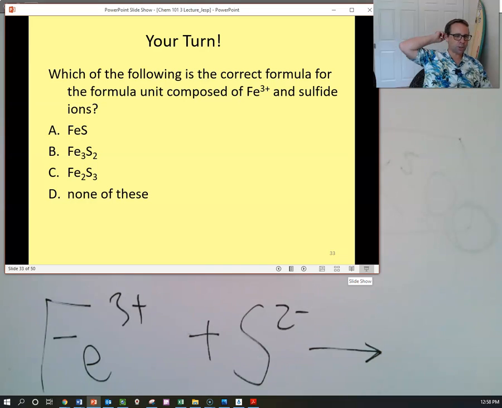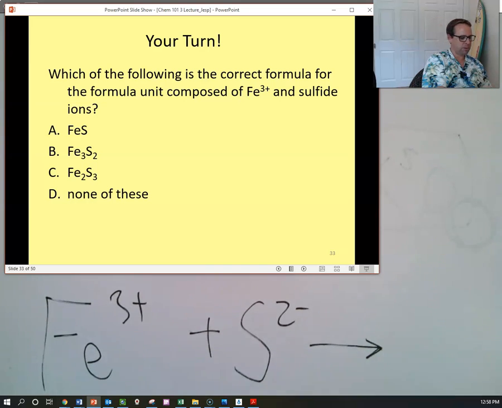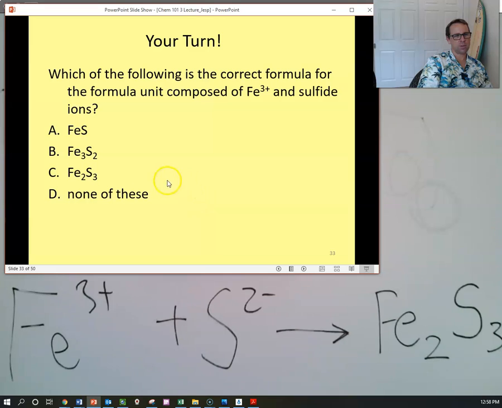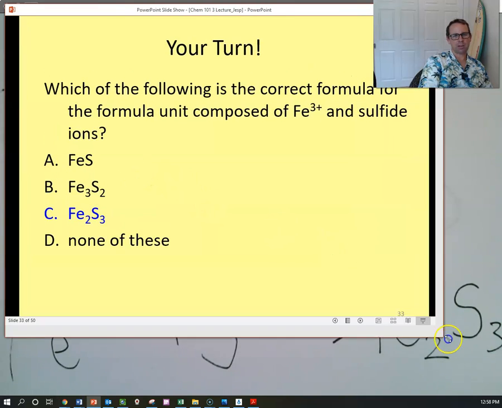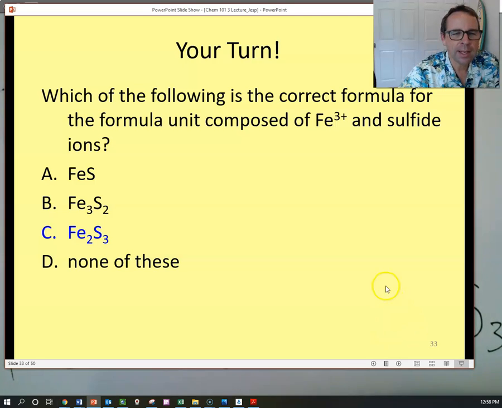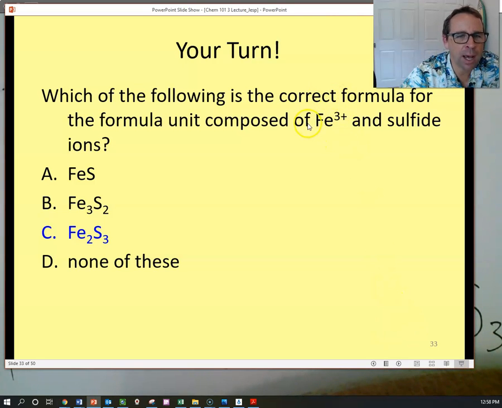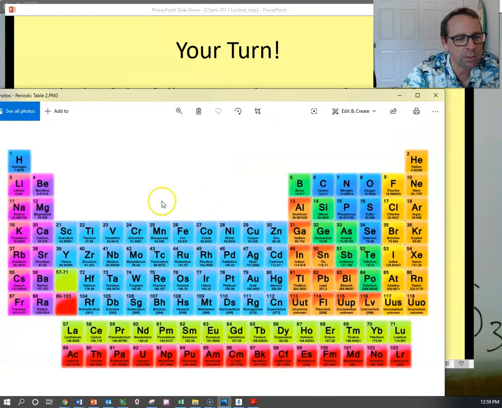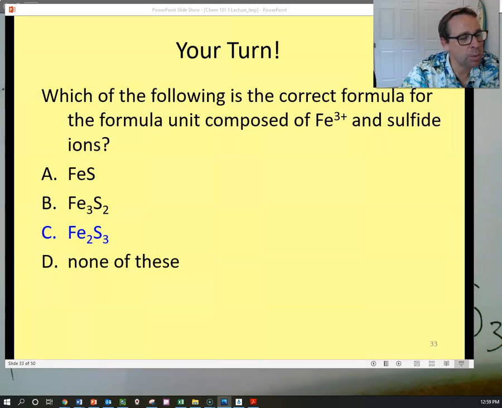Excellent. So what is the resulting compound going to be? Fe2 and S3. Very good. That's what you said, right? Yeah. All right. Excellent. So that time we weren't told that we're combining iron with sulfide. We were told a specific ion because iron is in this blue space. And what do we call this blue area? The transition metals. So we remember that iron can have multiple charge states.